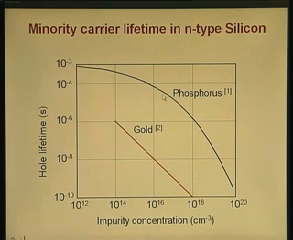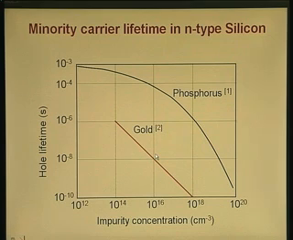Now when you dope this n-type silicon with gold, which is a deep impurity, then the lifetime falls drastically, and as you can see by a straight line behavior, the lifetime falls as inversely related to the gold doping concentration, and the fall in the lifetime is tremendous. You can see, for example, at 10 power 16 from about 10 power minus 4 it falls to 10 power minus 8, okay, so 4 orders of magnitude.